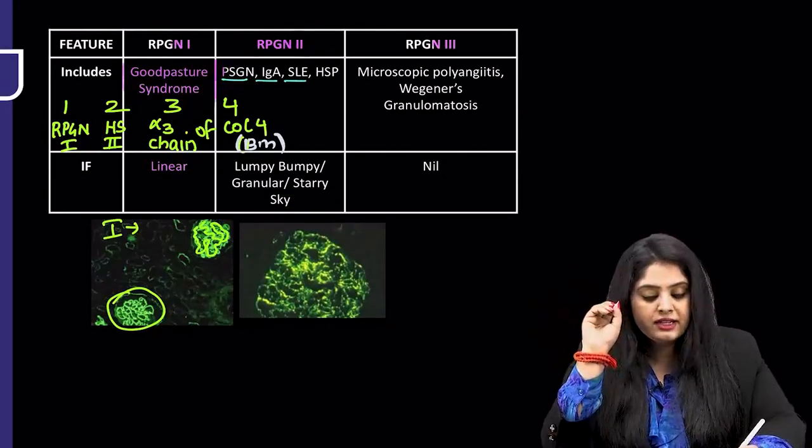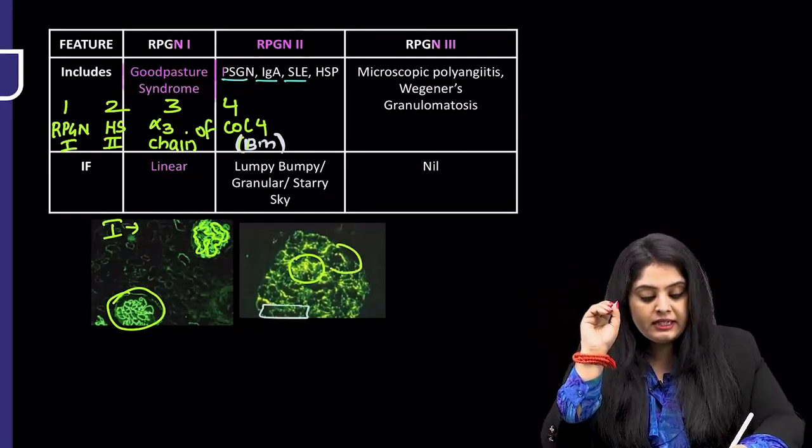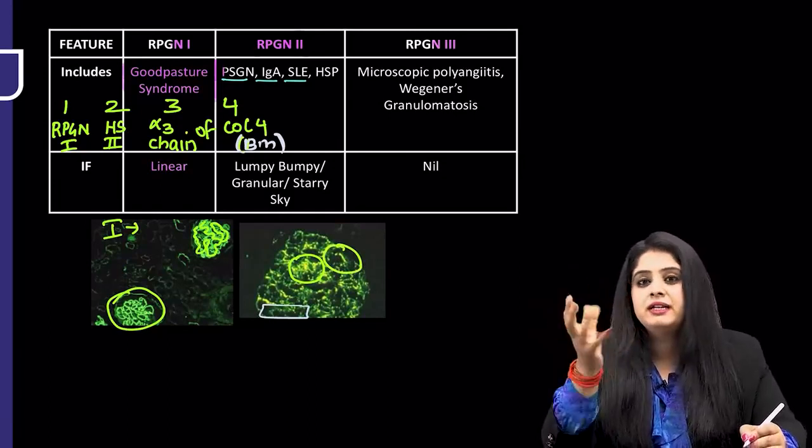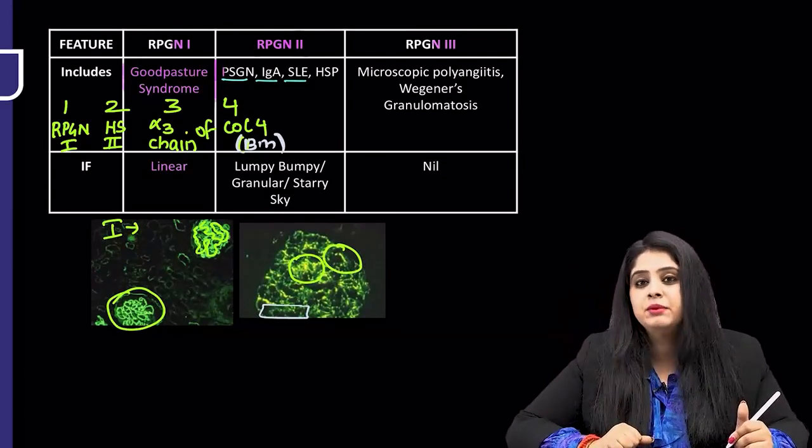this means RPGN2 also has starry sky, that bright and dark, bright and dark. So I can see that there's a very, very bright area over here, and then there's a very dark area over here. Then again there's a bright area here. So like I said, bright and dark, bright and dark. That is RPGN type 2.